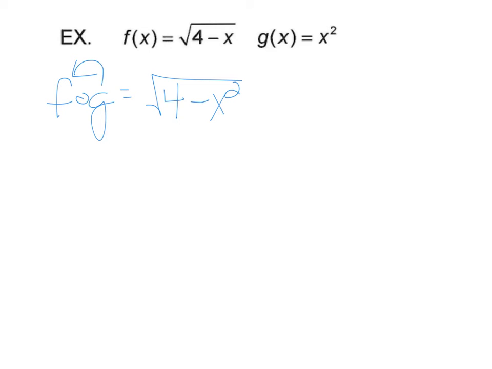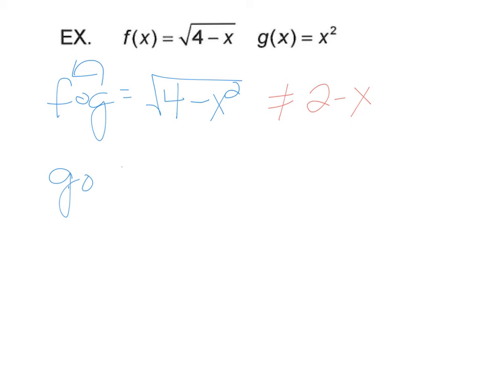Just a side note, a common mistake is to write this as 2 minus x, because it seems like since 4 and x squared are perfect squares, you should just be able to take the square root of each one. You can't do that because of the subtraction, or you wouldn't be able to do it if there was an add there either. So be careful about that. Square root of 4 minus x squared is as far as that one can go.